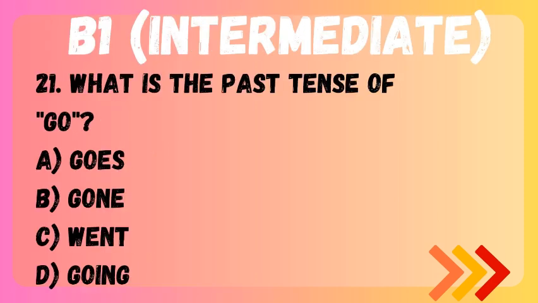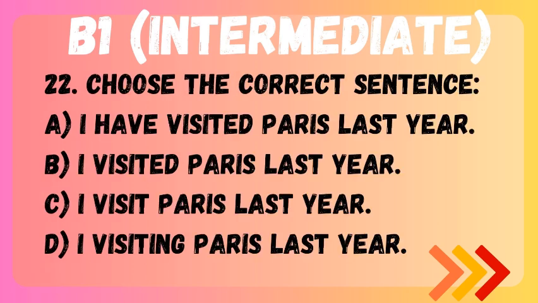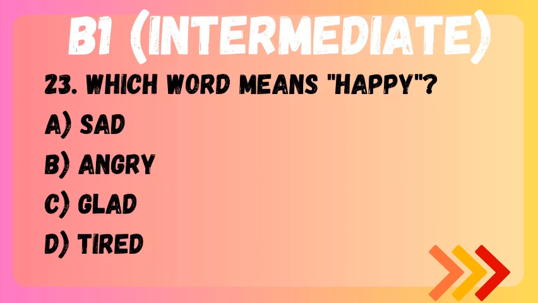B1, Intermediate. 21. What is the past tense of go? A. Goes. B. Gone. C. Went. D. Going. 5, 4, 3, 2, 1. 22. Choose the correct sentence. A. I have visited Paris last year. B. I visited Paris last year. C. I visit Paris last year. D. I visiting Paris last year. 5, 4, 3, 2, 1.